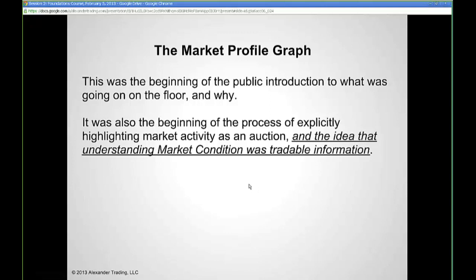But if you go back and you really read Steidlmayer's work and his early stuff, and even now, and sort of read between the lines, he's talking about an auction and he's talking about a development process. His desire was to get people to understand that they had to be trading a market condition, and that market condition was tradable information. It could be traded different ways, but not only was it tradable information, it was ultimately a necessity to trade successfully to understand market condition and what a market was doing.